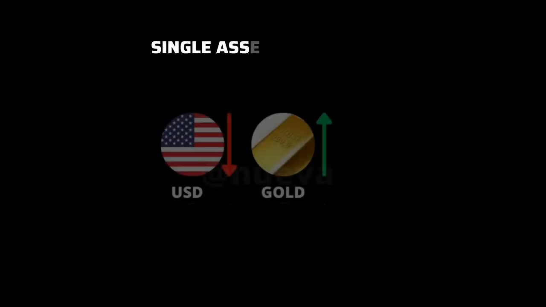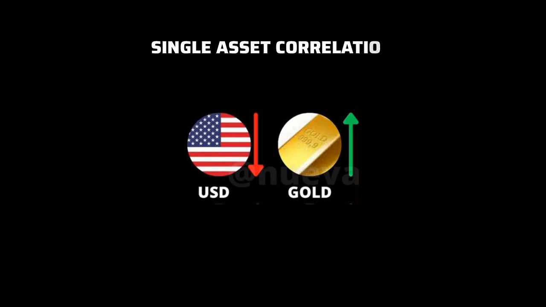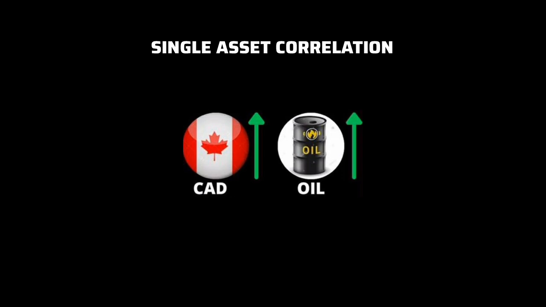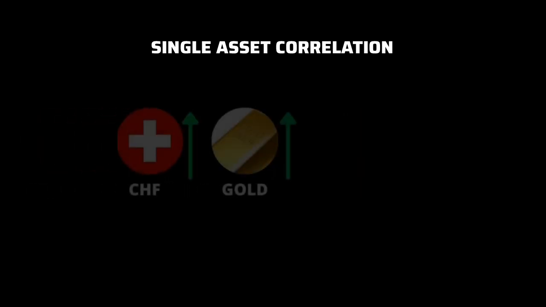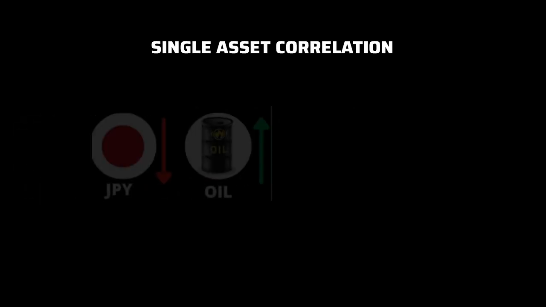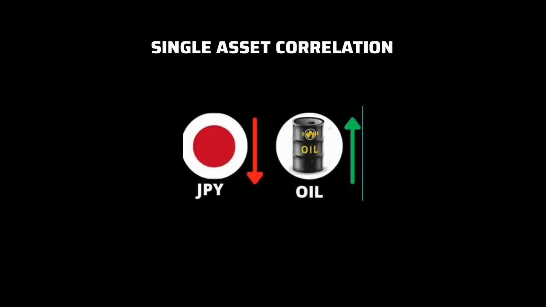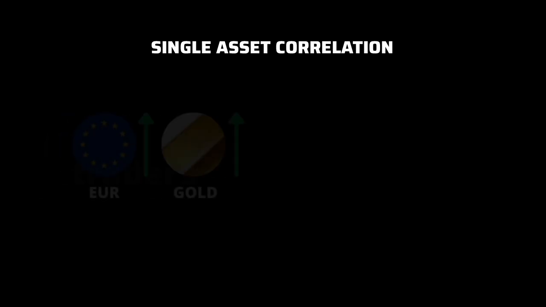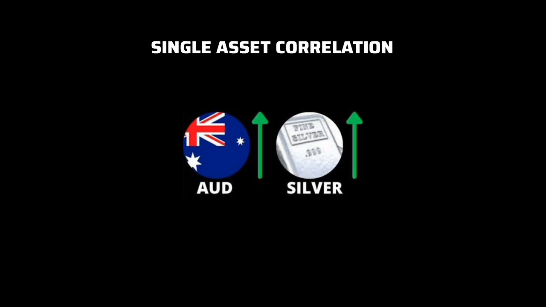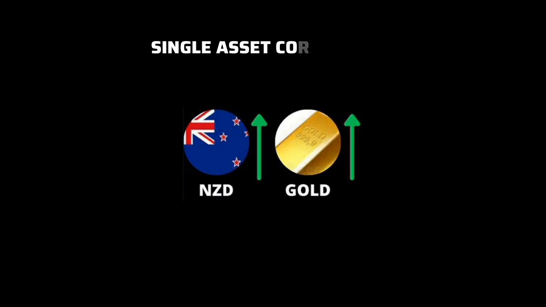Now let's see some examples of correlation. As US dollar goes down, gold goes up, that is negative. As CAD goes up, oil goes up, that is positive. As CHF goes up, gold goes up, that is positive correlation. As JPY goes down, oil goes up, that is negative correlation. As EUR goes up, gold goes up, that is positive correlation. As AUD goes up, silver goes up, that is positive correlation. As NZD goes up, gold goes up, that is positive correlation.